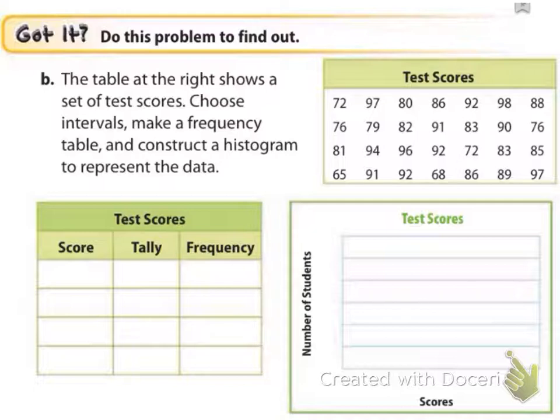It says the table at the right shows a set of test scores. Choose intervals, make a frequency table, and construct a histogram to represent the data. Now, if you'd like to do this with me, then you can keep watching the video. But if you feel confident after seeing those steps in the last example, then you can pause the video now and do it on your own and then watch mine, or you can fast forward through mine to see the very end answers. So if you are going to pause the video, pause the video.